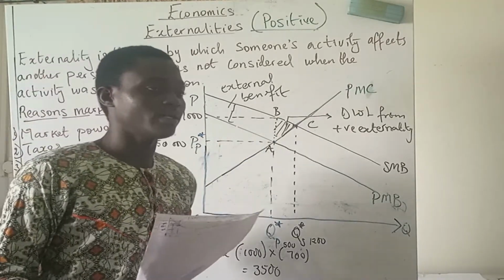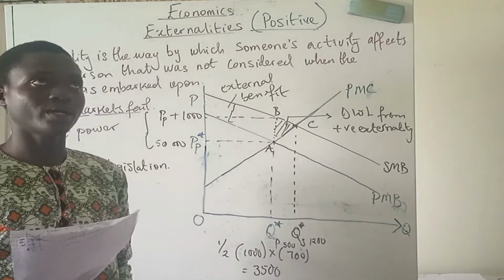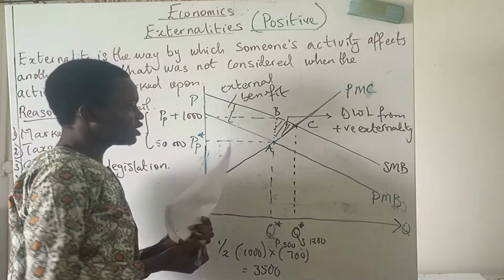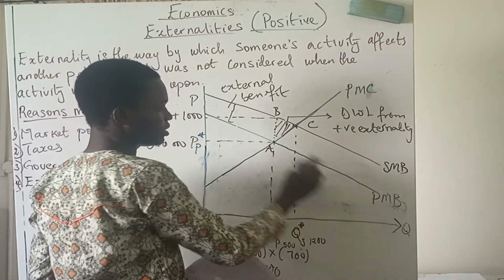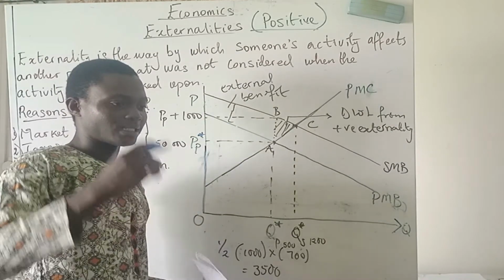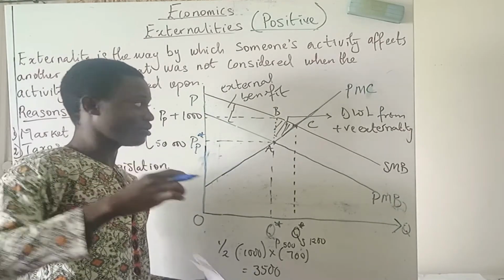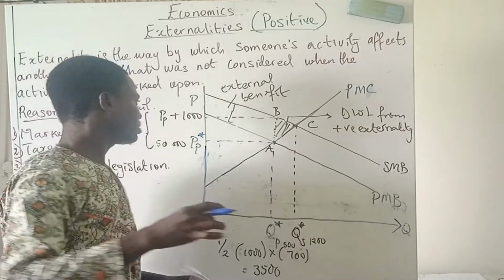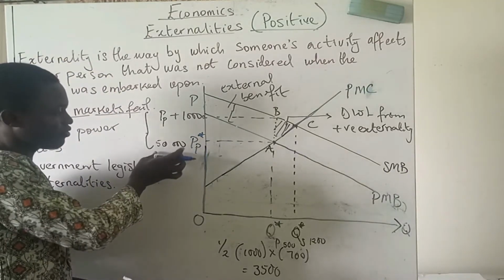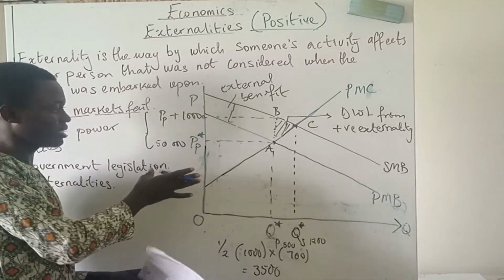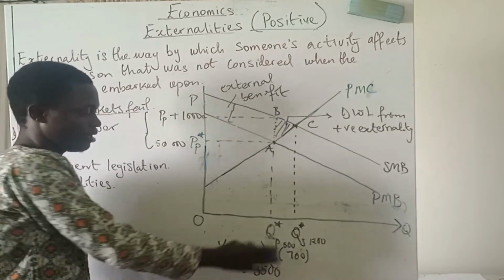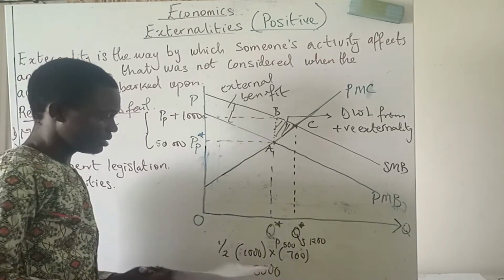Now the thing here is, let's place a value before coming to this graph. Initially, we're talking about PMC and PMB and the intersection at point A. Let's say that the value the society places on education is 10,000 naira per person, whereas individuals place a value of 50,000 naira. This is what the market is giving us: an equilibrium price of 50,000 naira, and 500 people.